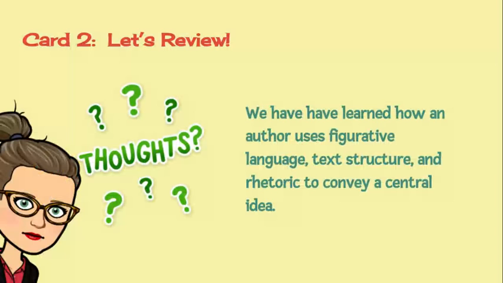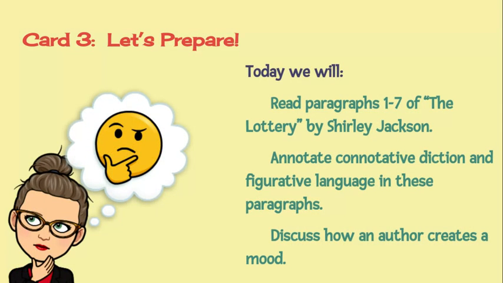In the previous lesson, we have learned how an author uses figurative language, text structure, and rhetoric to convey a central idea. Today, we will read paragraphs 1 through 7 of The Lottery by Shirley Jackson. We will annotate connotative diction and figurative language in these paragraphs, and we will discuss how an author creates a mood.